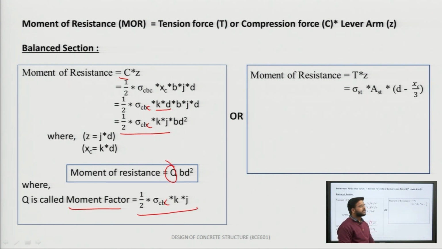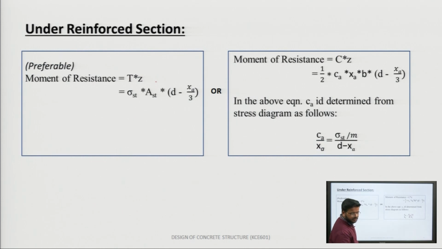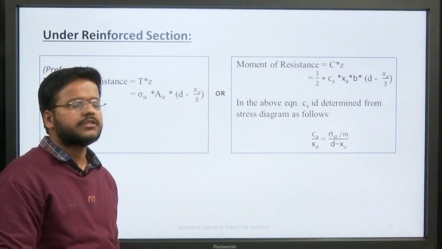Now the moment of resistance can also be calculated by using the tension force into the lever arm. The tension force we already saw is equal to sigma st into AST, and the lever arm is equal to d minus xc by 3. One thing to be noted is that here we are using the value of the critical neutral axis, because it is a balanced section. So we use the critical neutral axis for calculating the moment of resistance for a balanced section. Okay. Now the second type of section we already discussed is the under reinforced section.